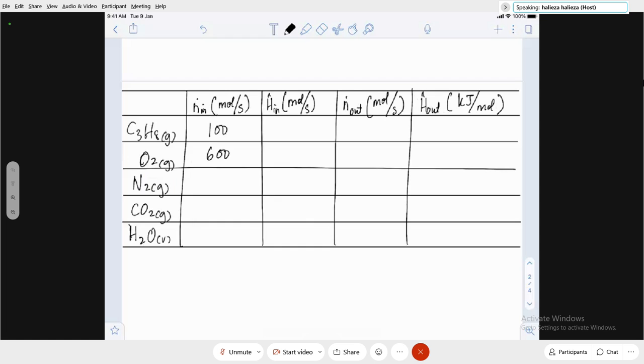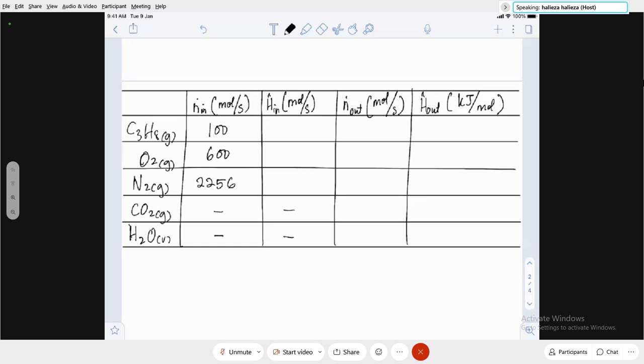You can still use your own table that you had yesterday. It's just that we're going to solve it using a different method. So there's no carbon dioxide in the inlet, and there's no water vapor in the inlet. Every time there's no substance or component in the inlet or outlet, just put a dash there.